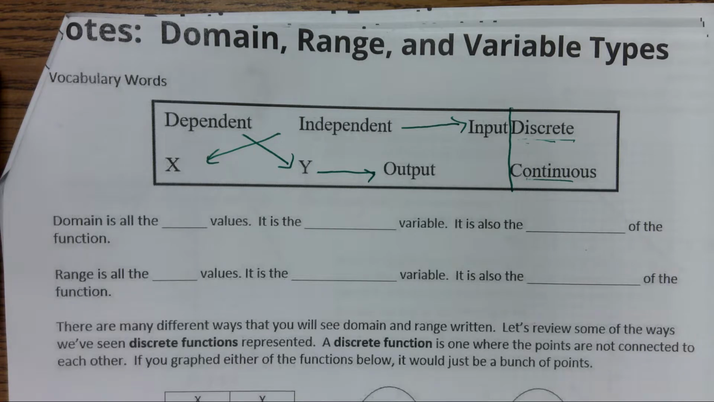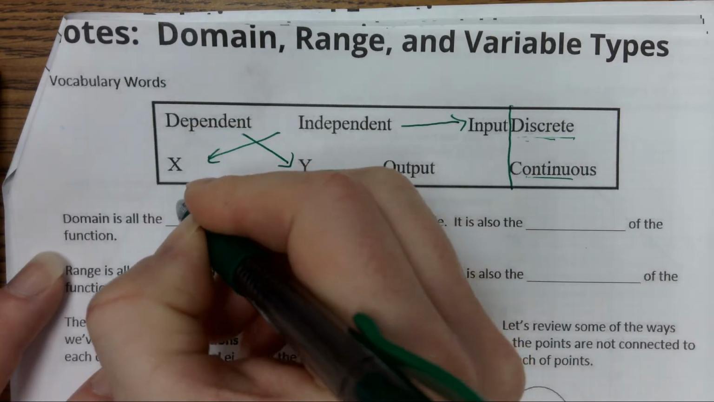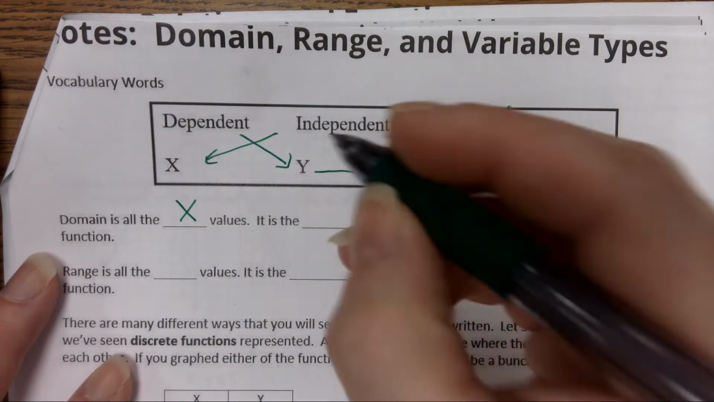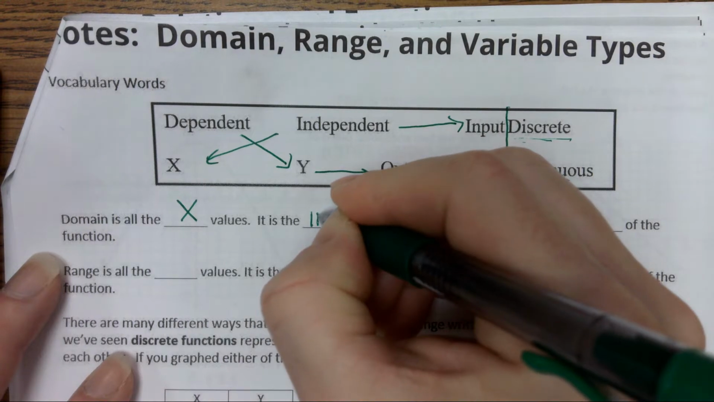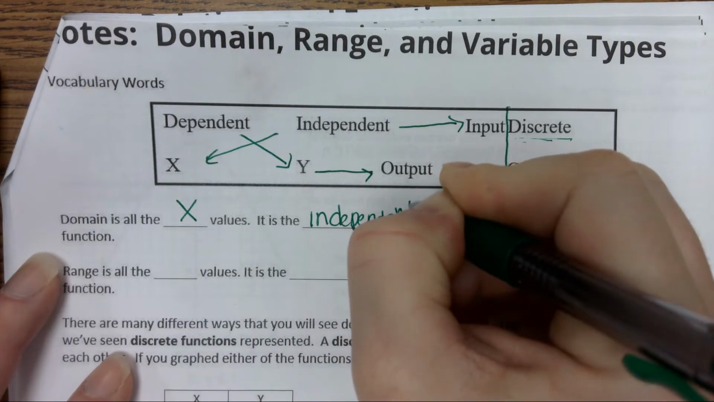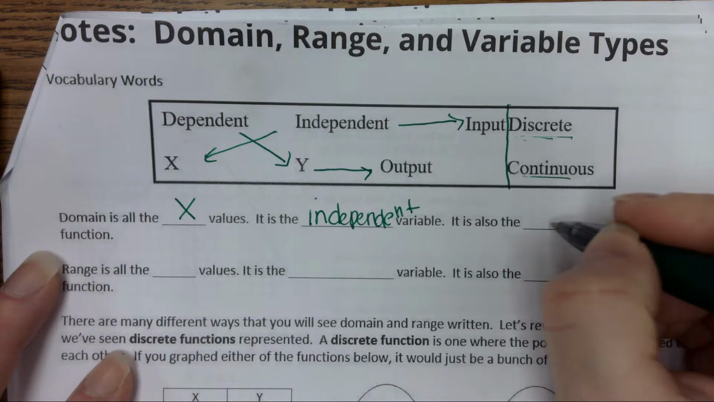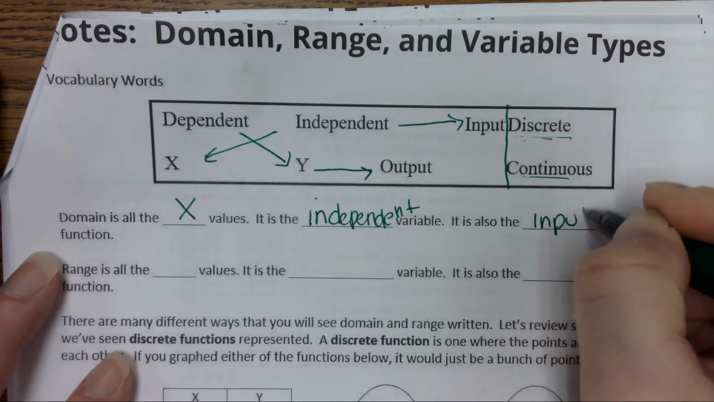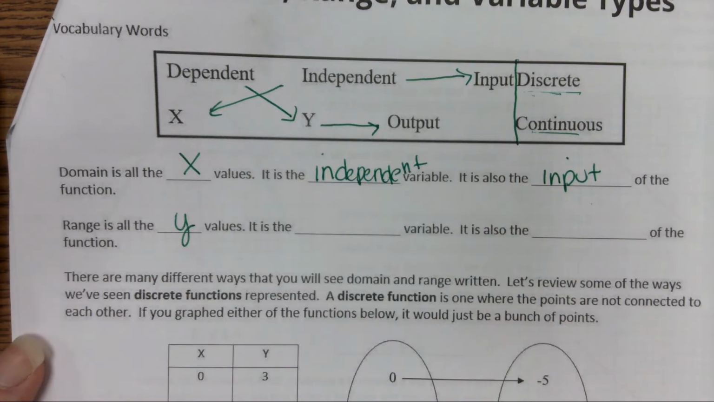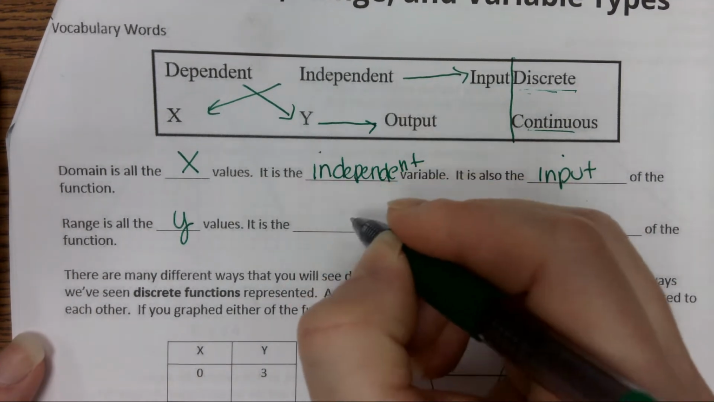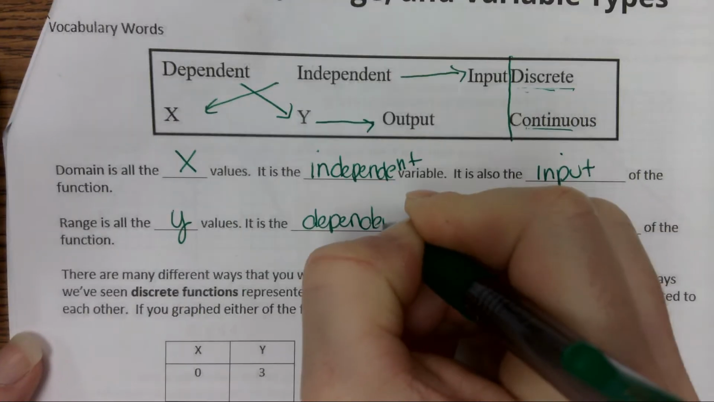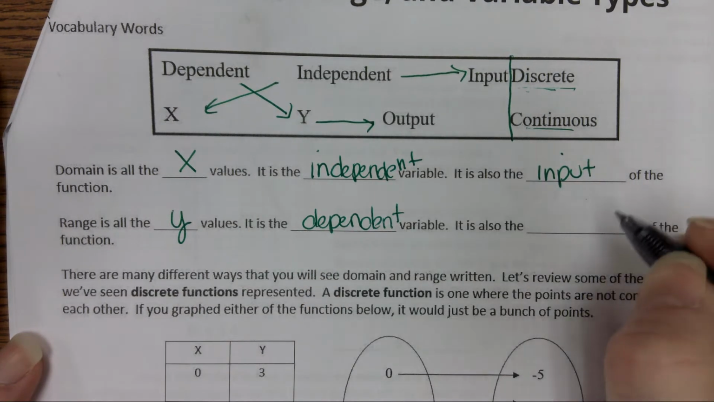All right, so let's fill in the blank. Domain is all the x values. It is the independent variable. It is also the input of a function. Range is the y values. It is the dependent variable. It is also the output.